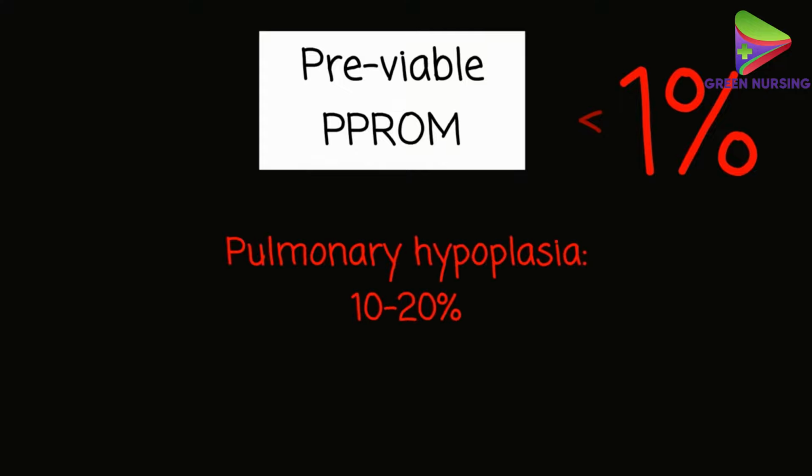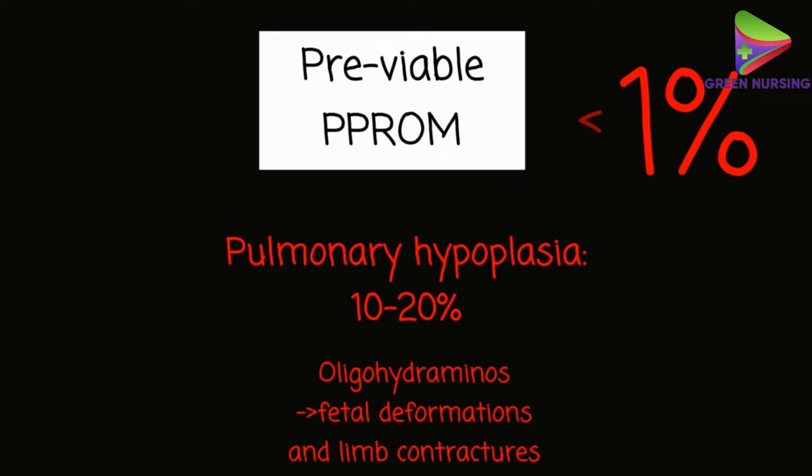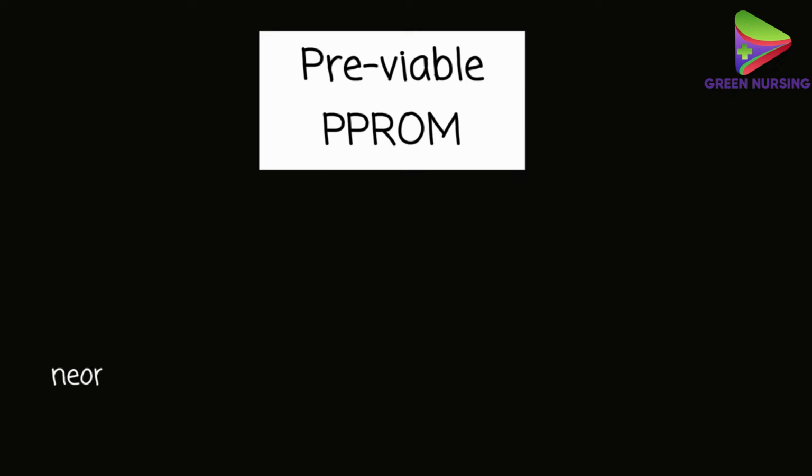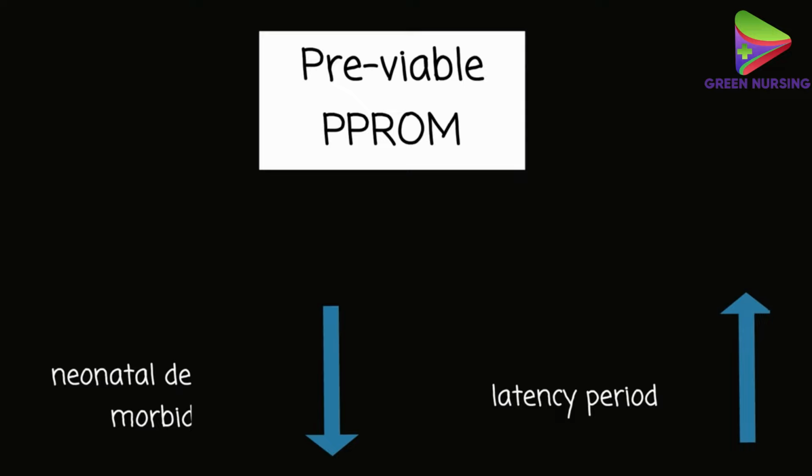Pre-viable PPROM is rare, occurring in less than 1% of pregnancies. There are important risks of prematurity to discuss with this population. Pulmonary hypoplasia rates are approximately 10 to 20%, and prolonged oligohydramnios can cause fetal deformations and limb contractures because the fetus cannot move freely within the amniotic sac. Neonatal death and morbidity rates decrease with a longer latency period and advancing gestational age.